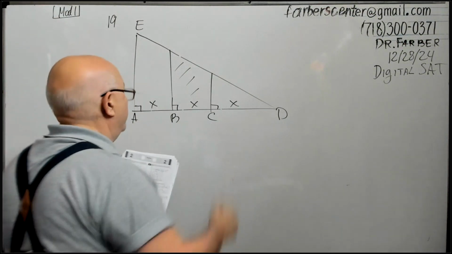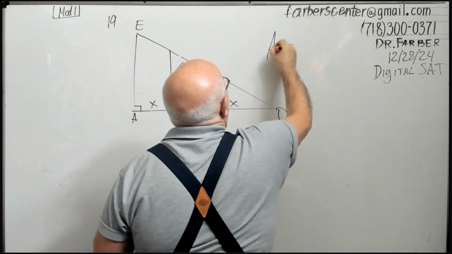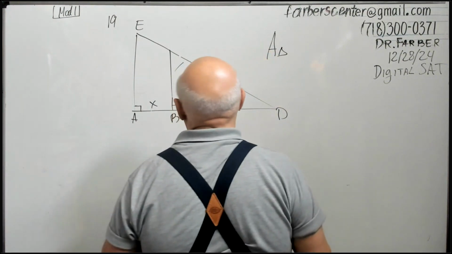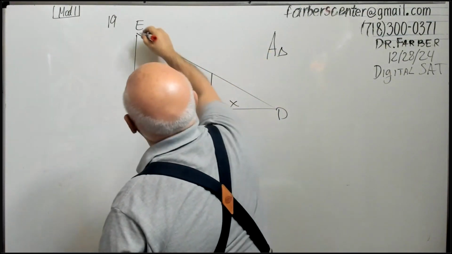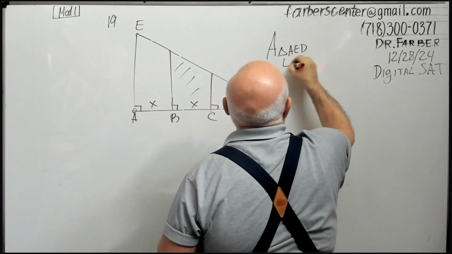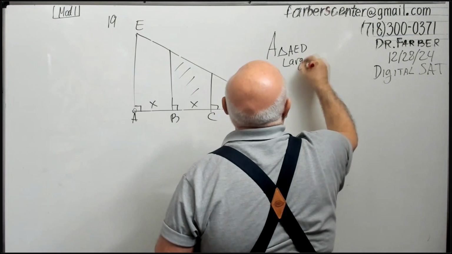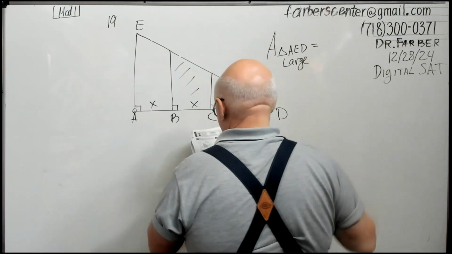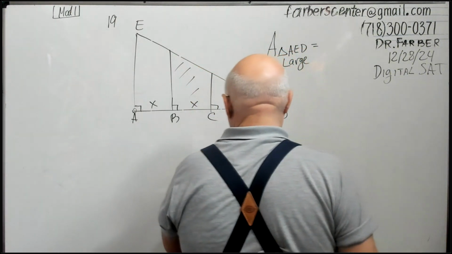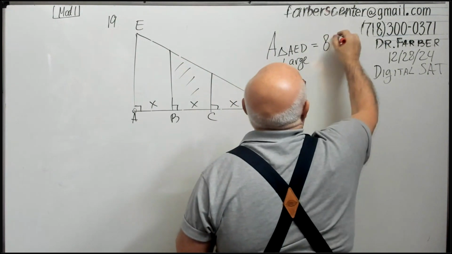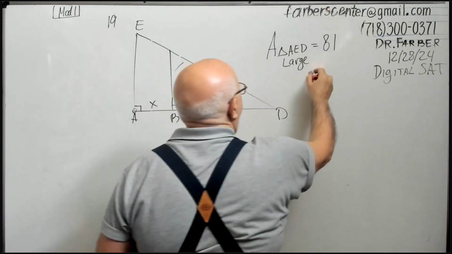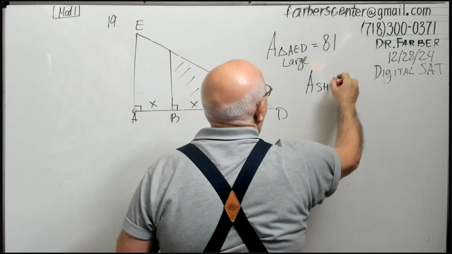The area of the given triangle, which one? AED, where is AED? This one, the large one. The area of triangle AED, or the large triangle, equals what? 20. What is it? It is 81. What area? The area shaded. Question mark.